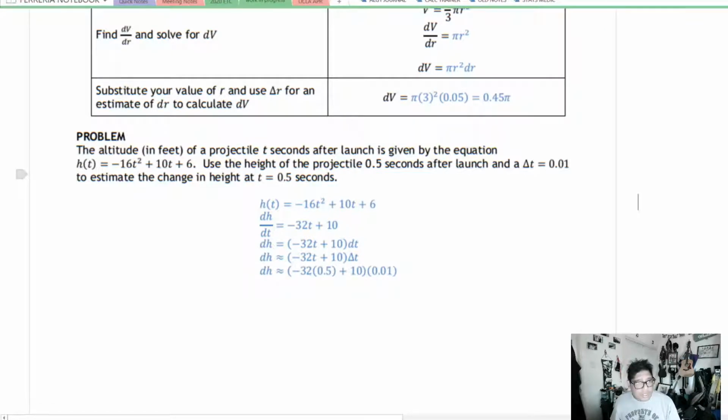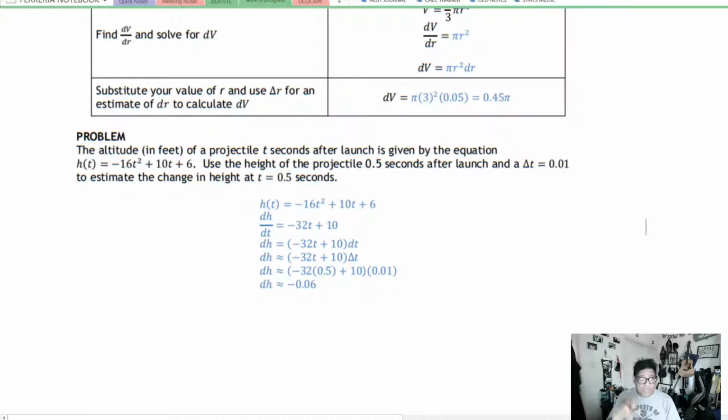Substituting our quantities, we'll get that the change in h is going to be negative 32 multiplied by 0.5 plus 10, the whole thing multiplied over here by 0.01, which is our delta t, as we see in the formula. And that tells us that dh, the infinitesimal change in the height, is going to be approximately negative 0.06.